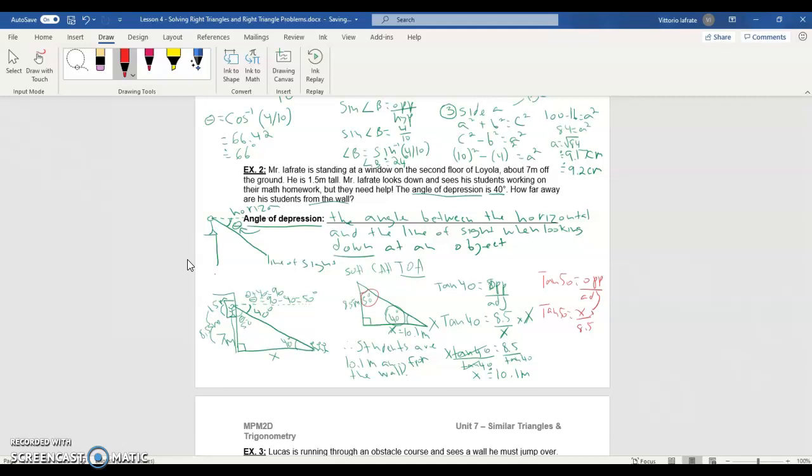We can multiply both sides by 8.5. Cross that out, and we get 8.5 tan 50 is equal to x. And so if we put that in our calculator, do 8.5 times tan of 50, make sure it's in degrees, we get 10.1 meters.